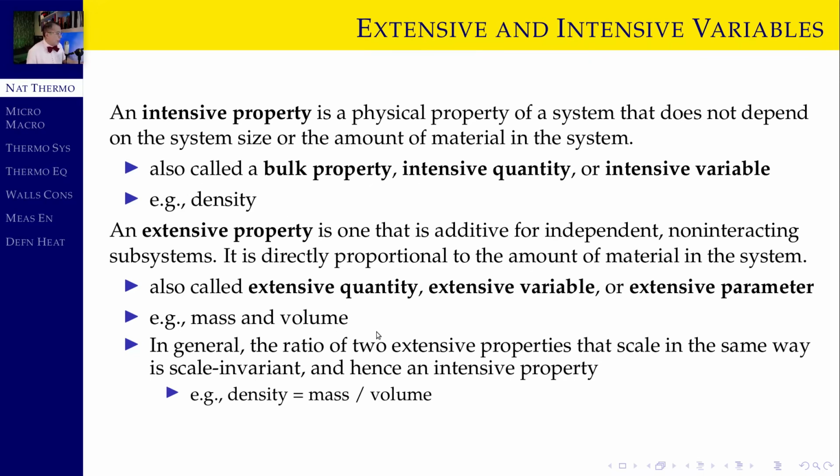Lastly, the last main idea here is, in general, the ratio of two extensive properties that scale in the same way, the quotient or the ratio, is always intensive. Mass is extensive, volume is extensive. The quotient between the two, density, is intensive.